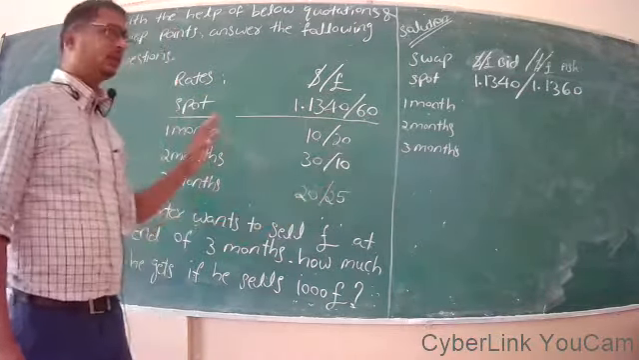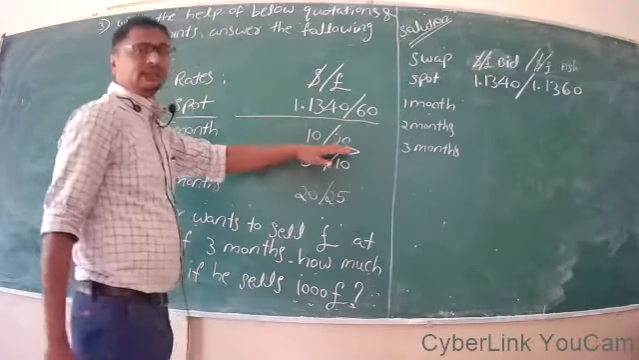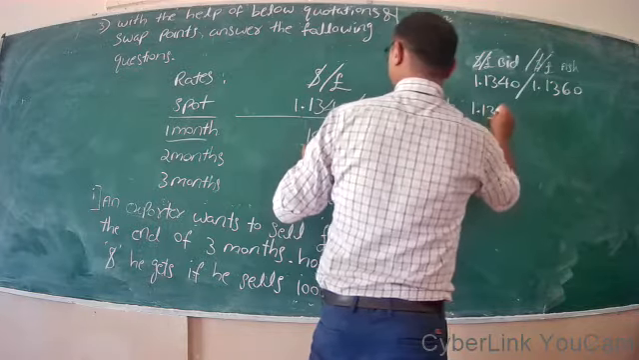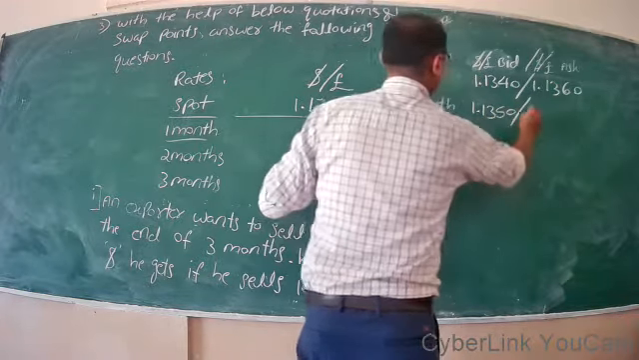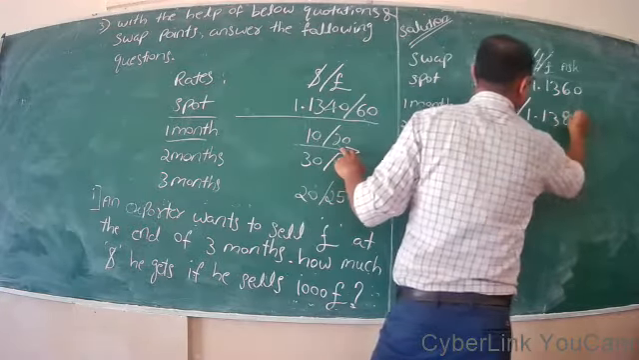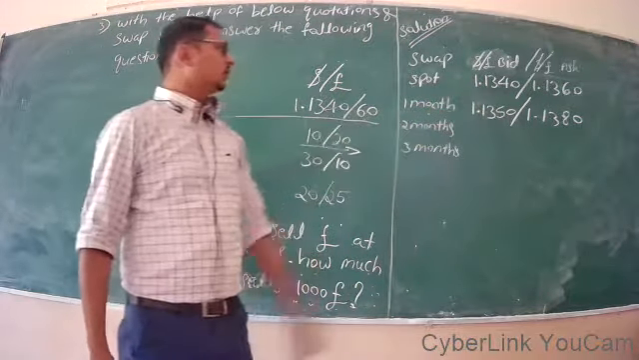Then the swap points are given to calculate 1 month forward rate. Reading the swap points from left to right, 10/20, that is in increasing order. Since it is in increasing order, we need to add it to the spot rate, right? So by adding it, we get 1 month forward as 1.1350/1.1360 plus 20, 1.1380, right? This is the 1 month outright rate or 1 month forward rate.